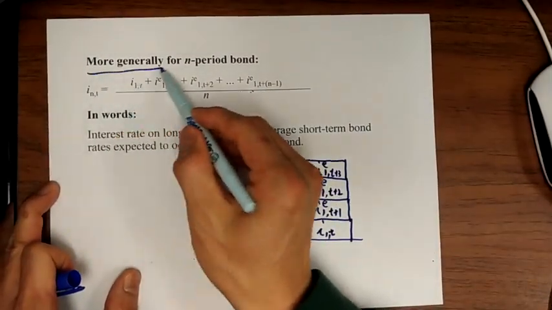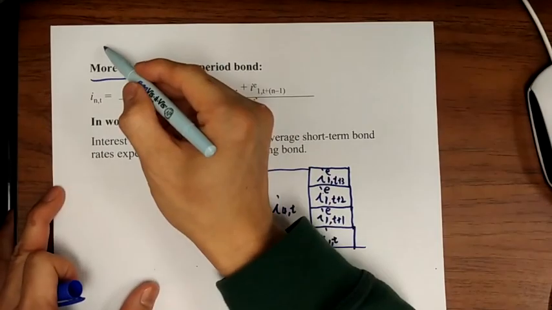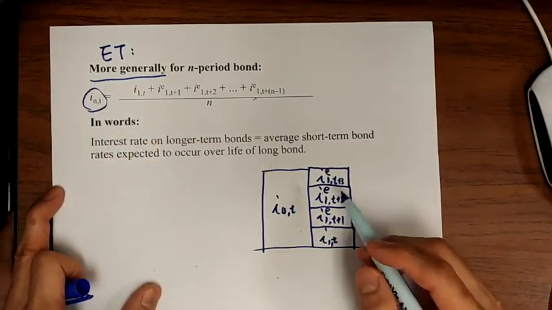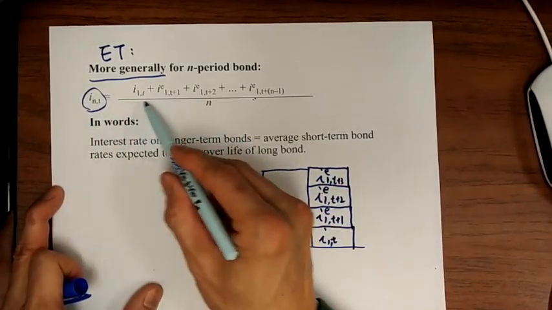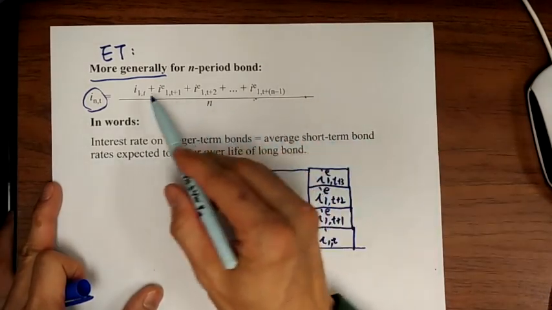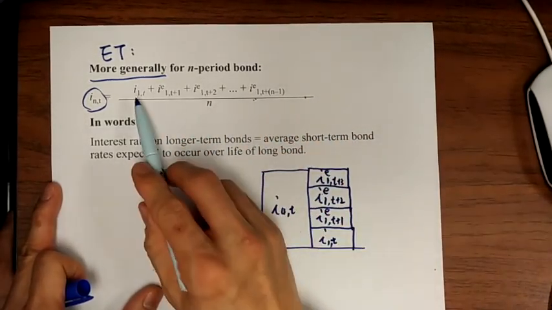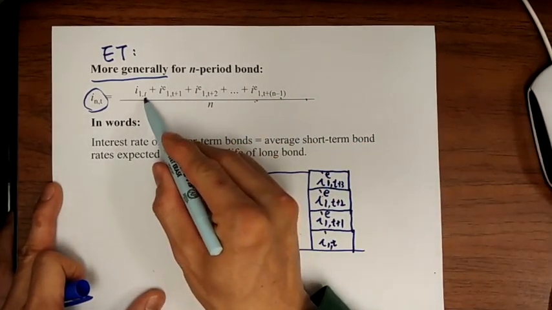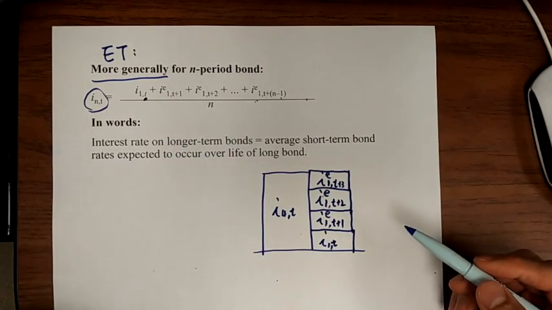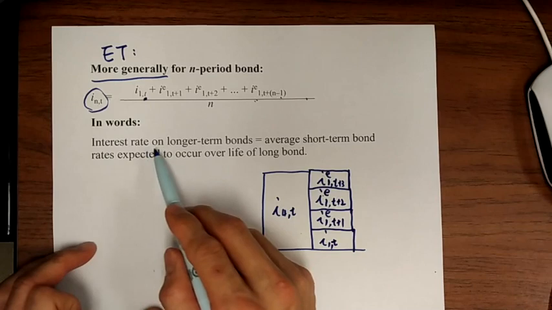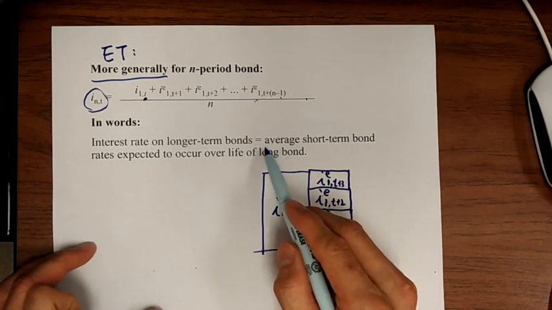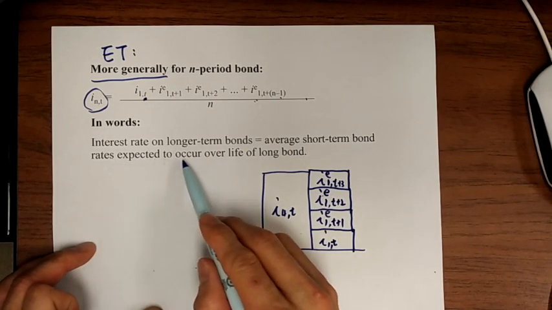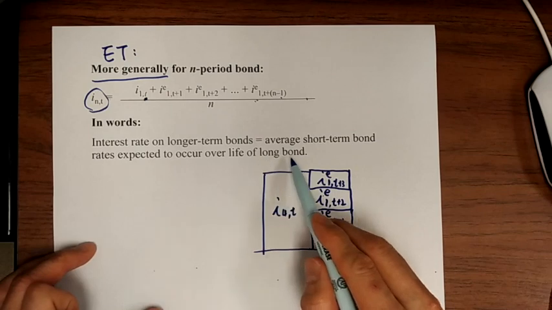Therefore, in general, the expectation theory says the N-year bond interest rate should be equal to the average of the next N 1-year bond interest rates. Be very careful. This is N minus 1 because you have the first one here. So in words, the interest rate on longer-term bonds should be equal to the average short-term bond rates expected to occur over the life of the long-term bonds.